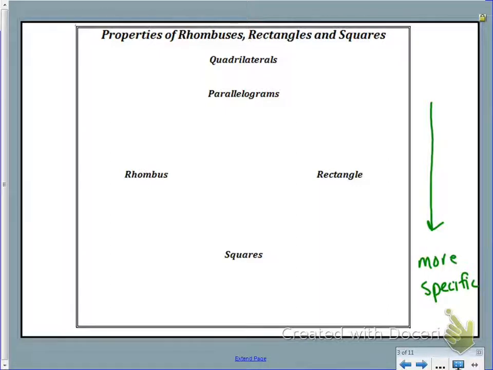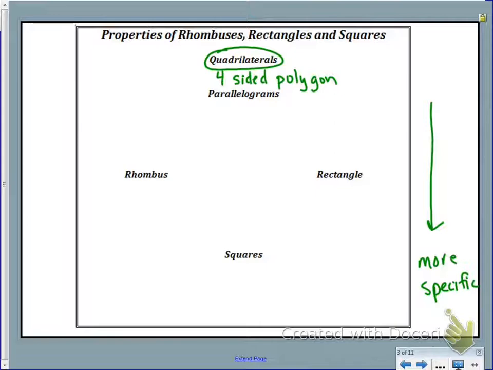So let's look at this graphic organizer. We start with quadrilaterals at the top. And the main thing we need to know in order for a shape to be a quadrilateral is it's a polygon with four sides. So a four-sided polygon. Okay, so that is our least specific information.